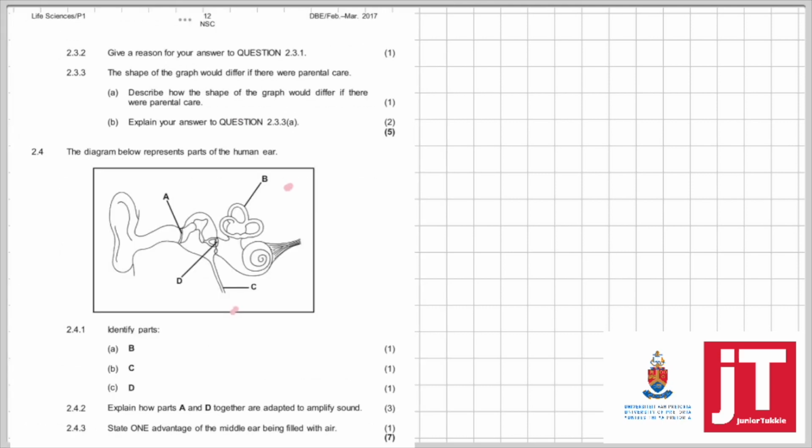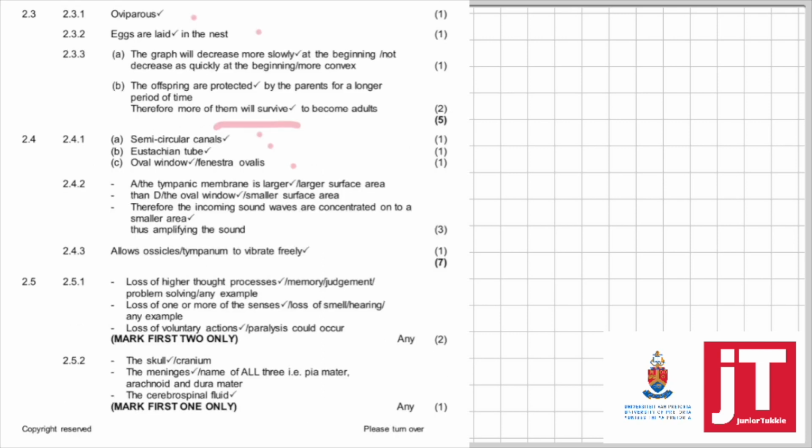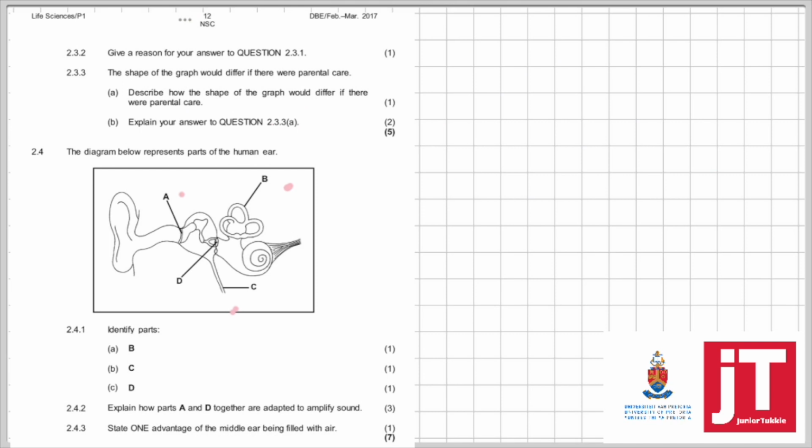Okay. Explain how parts A and D together are adapted to amplify sound. So they're talking about the oval window and the tympanic membrane. Now, the tympanic membrane is larger. It has a larger surface area. The oval window has a smaller surface area. So when the sound waves travel from something large to something small, that is what concentrates the vibrations, or most importantly, the sound waves. I'd rather say sound waves. And that's what causes amplification of sound.